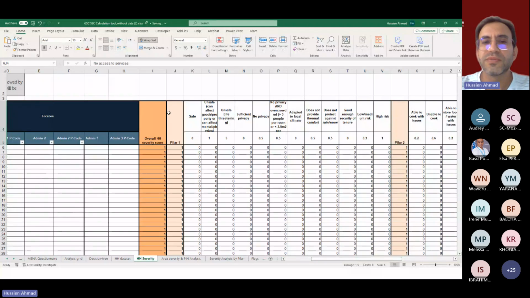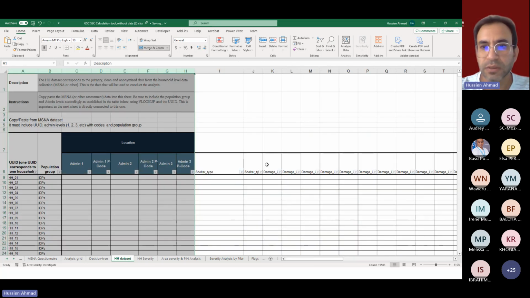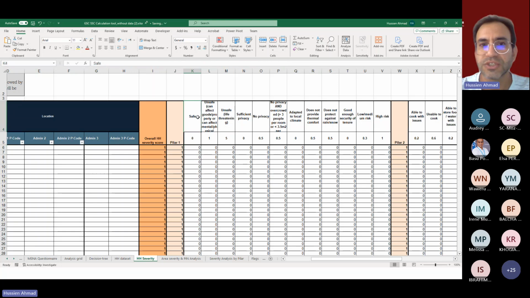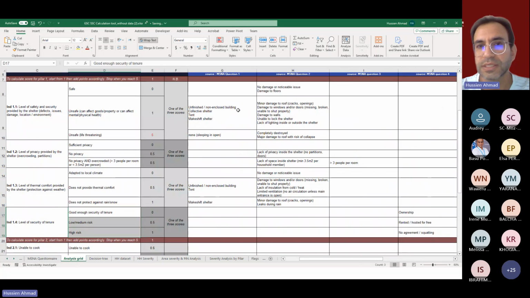Now, what is the role of the IMO here? Here it comes to basically, as we said last time, the heavy lifting of the work for the IMO. It is to find in your household data set which columns mean that the shelter is safe, which columns mean the shelter is unsafe, or which columns mean that the shelter is life-threatening, according to what? According to your analysis grid.